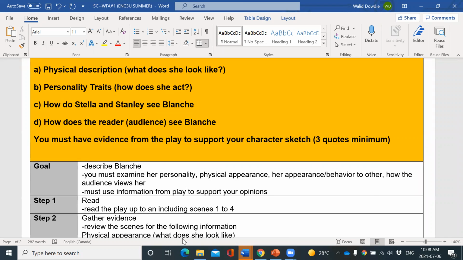So you want to read the play up to and including scenes 1 to 4. So this is only doing that stuff. So you don't mention stuff in scenes 5 and onward. You're basing your information solely on scenes 1 to 4.